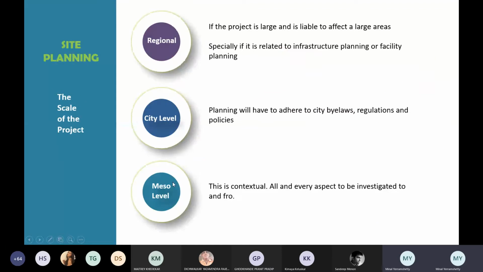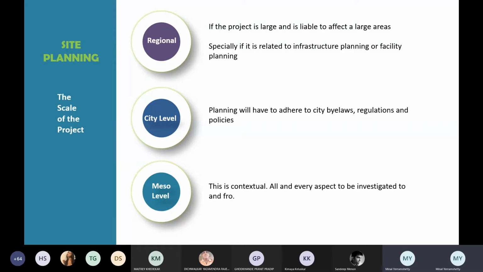The scale of the project, of course, we all know, if the project is large and liable to affect a larger area, would be at the regional level. I can go one step ahead, and what Kimaya said last time was global level, right? Where certain ecological impact could be felt across the sea. So desertification, and lots of these current situations that happen in the oceans affect the weather on this side or the other side of the coast. So we have these various phenomena which will affect you.